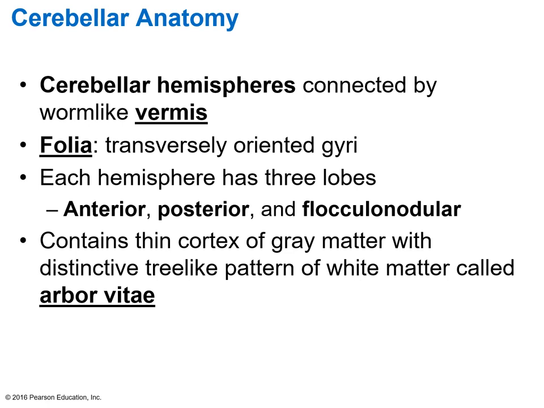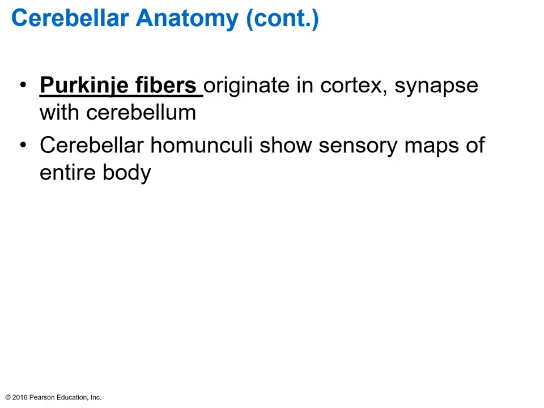The gray matter, once again, is on the outside, just like you saw with the cerebrum. The white matter is internal. With the cerebellum, the white matter internally is much thinner, and there's a lot of branching, and it literally looks like a tree, so it's called the arbor vitae, which in Latin means the tree of life. And if you do a dissection of it, that's what it actually looks like. The Purkinje fibers do originate in the cortex area. They synapse with the cerebellum.